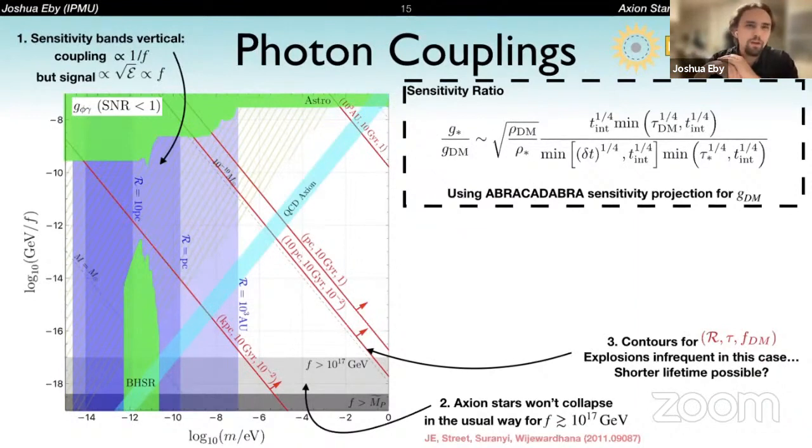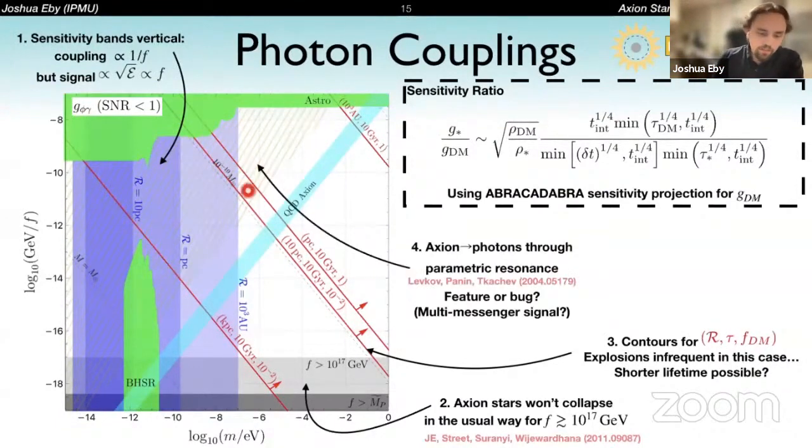We think you can possibly model build around this. For example, if there's some astrophysical or cosmological reason that Axion stars are only exploding now, then the lifetime that we put in by hand can be smaller and the red contours will shift down. But this is sort of more speculative.